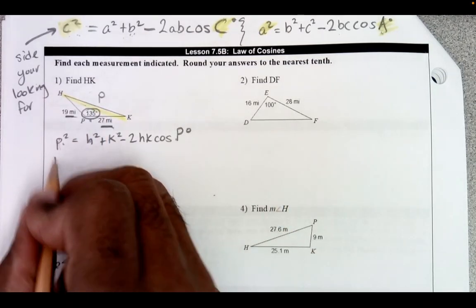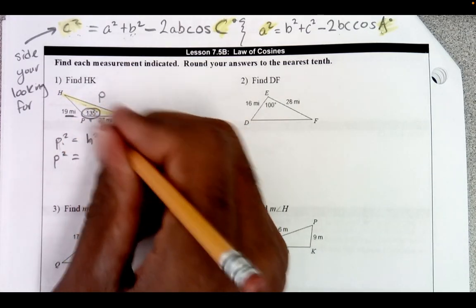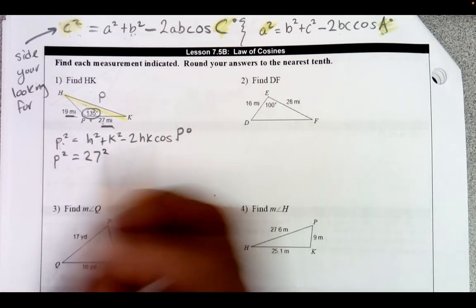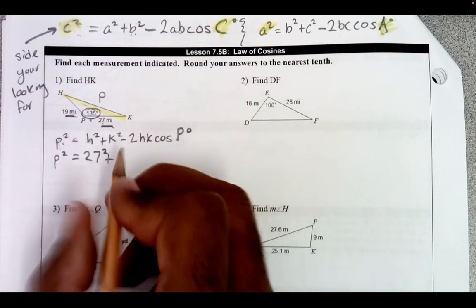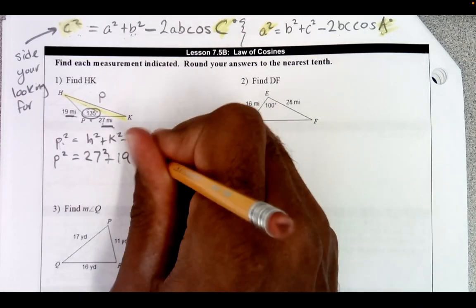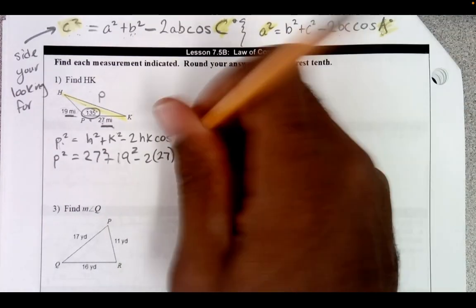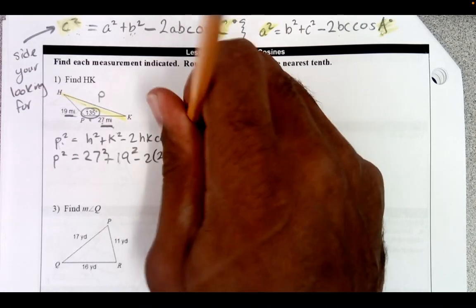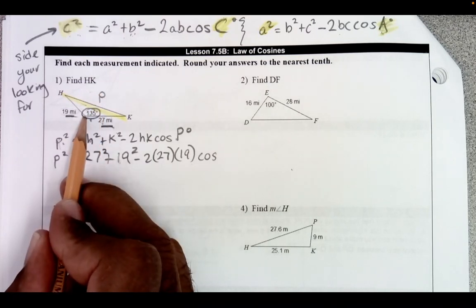So now let's plug it in. So now p squared equals h squared, which is, what is h? Here's h. It goes straight across, 27. And I square it. And then the k is 19. So that's straight across. Basically, it's the two sides. Okay, so then 2 times those same sides. And by the way, when you're looking for the side, you can just plug this in, and then we can set it up in the calculator. So 2 times both those sides, then times the cosine of the angle that's across from the side you're looking for.